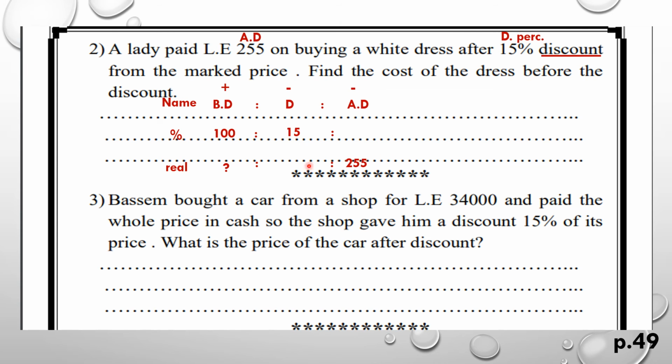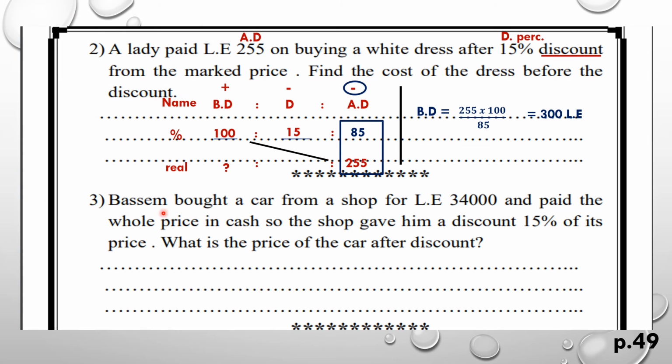Now, do we have a completed column to start solving? No, we don't. Can we fill this space to have a completed column here? Yes, we can, using the sign which we have on the empty space. What's the sign which we have here? We have minus. We are going to subtract the other two numbers which we have in the same row. 100 minus 15 equals 85. Now we have a completed column, and here is our completed cross. Let's find what we need. Before discount equals 255 times 100 over 85 equals 300 LE.